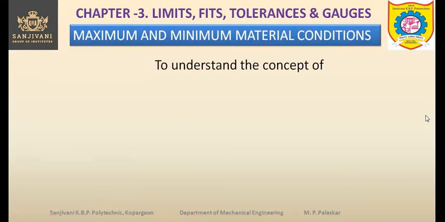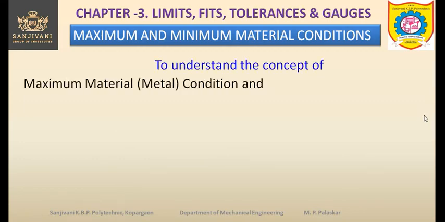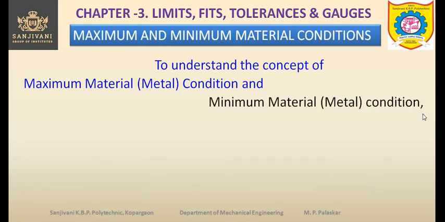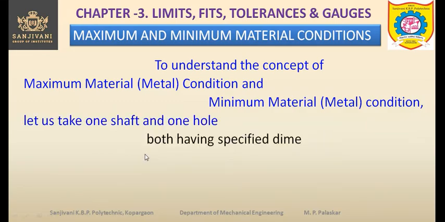So again, in order to understand the concept of maximum material condition and minimum material condition, we generally use metals. Maximum material or metal condition, and minimum material or metal condition, is written like this. Let us take one shaft and one hole, both having the specified dimension of 40, and the tolerance is plus or minus 0.05 mm. So plus or minus 0.05 mm is the tolerance and 40 mm is the basic size, both for the shaft as well as the hole.